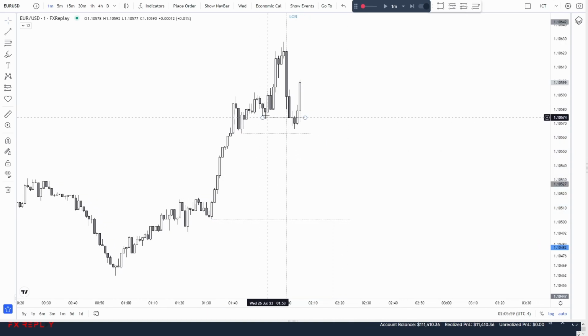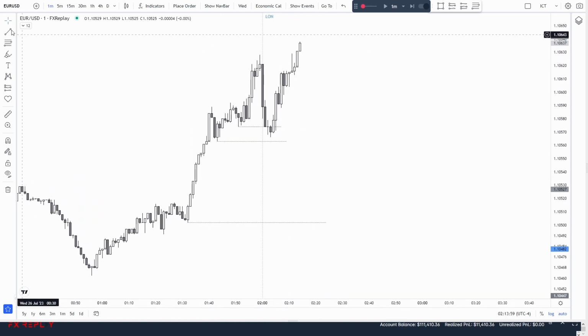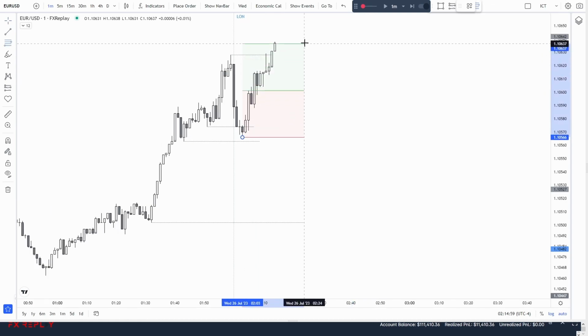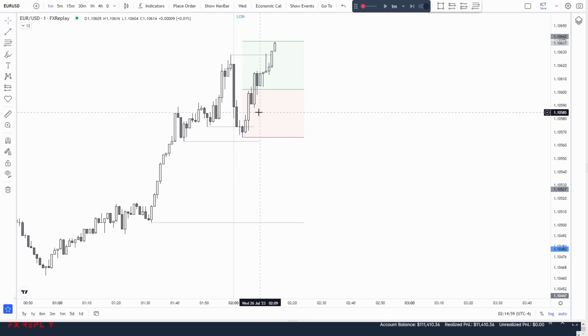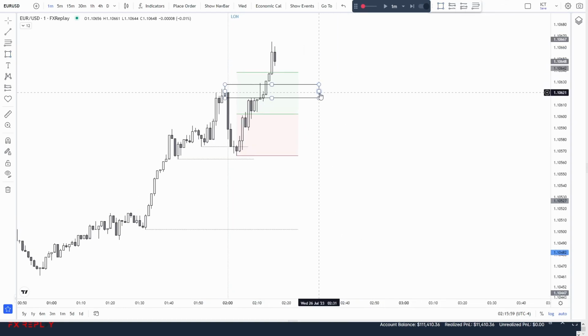So it seems like we do indeed sweep that little low right here. Let's see if we get the market structure shift. We do actually get a market structure shift here. Let's quickly pull our premium and discount zone. We do have a fair value gap right here, and the breaker block up here is in quite the premium zone. So for me, I would not be looking at an entry off of the breaker block.